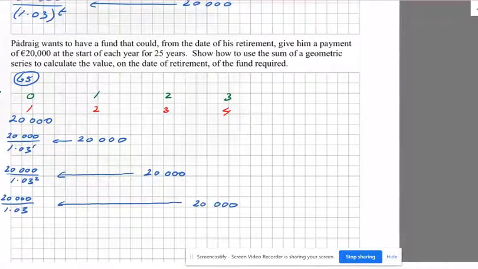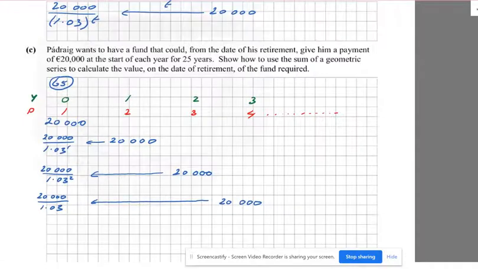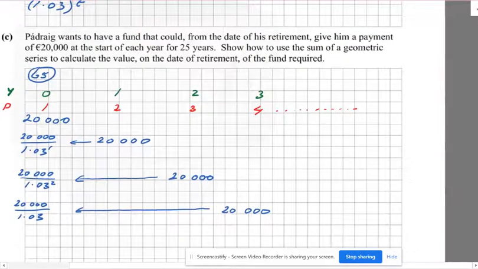So now, if we fast forward basically to the last payment, he said 25 years. So we'll say there's 25 payments. And going by the numbering scheme here, you can see payment 4 corresponds to year 3, so payment 25 would correspond to year 24. So we put that in there.